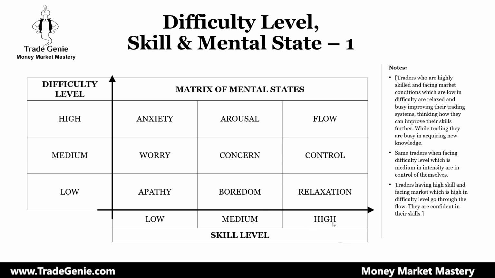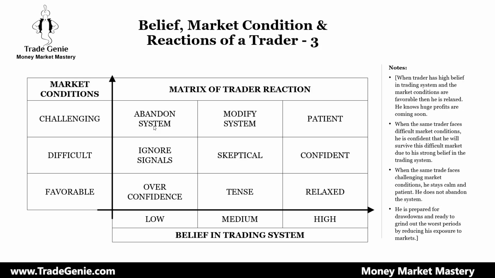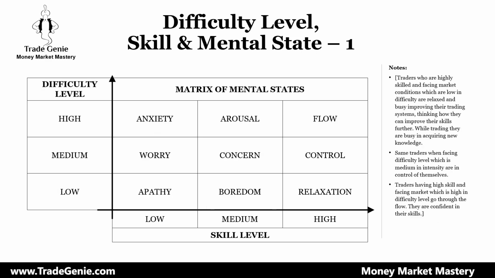When you have a high level of skill, when the difficulty level is low, so the market is moving nicely, you relax. And when it's medium, you are in control. You say, okay, I'm in control of my portfolio. And even when the market difficulty level is high, you're going with the flow. So think about it. We need to be in one of these quadrants. But we are not. We are somewhere here. We worry, we have anxiety. We talk about abandoning the system. We talk about ignoring the signal. We are overconfident. So we're doing all the things we are not supposed to do.